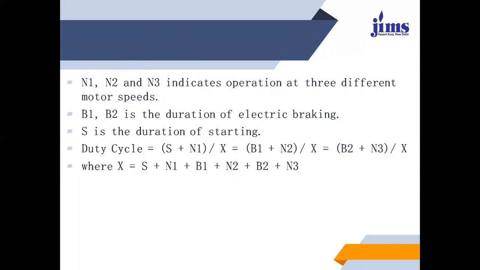The duty cycle is equal to (S plus N1) upon X, or (V1 plus N2) upon X, or (V2 plus N3) divided by X, where X is S plus N1 plus V1 plus N2 plus V2 plus N3. So the operation is indicated for the different types of machines associated with the category of special types of machines. This will be the end of the intermittent type of machines under electrical machine design. Thank you.